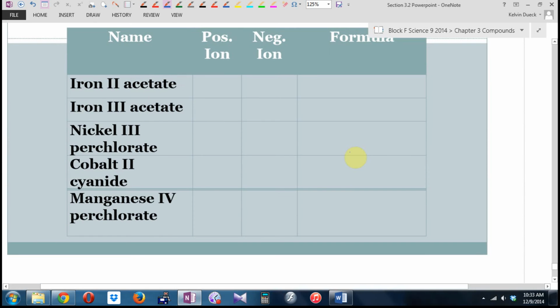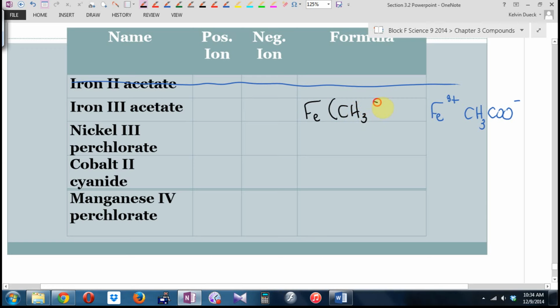For me, I'm on the next one. Do you guys have iron 2 acetate we just did, right? Do you have iron 3 acetate? Try that one on your own. I'll do that up here. Let's see if we get the same thing. I think you get that. I hope you get that. Is that okay? Yeah? 1 iron, 3 CH3COOs.